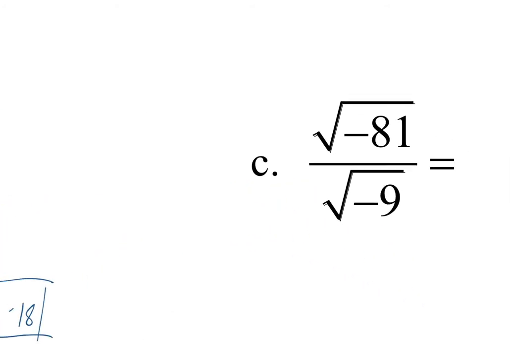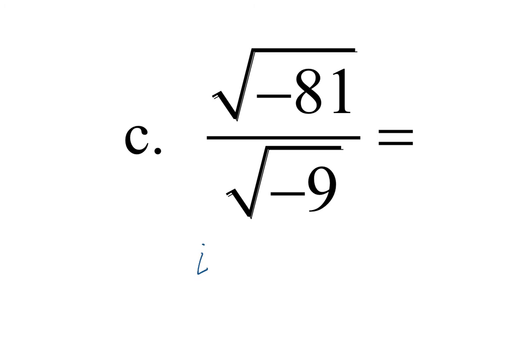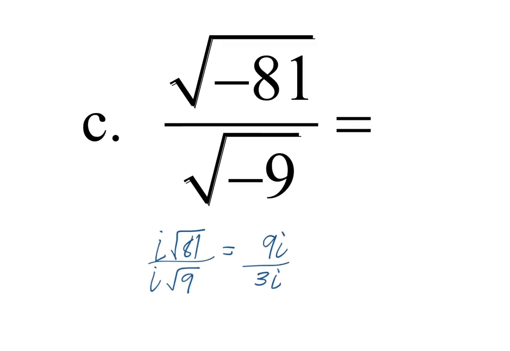Okay, let's do another. This is i square root of 81 over i square root of 9, which is 9i over 3i. Okay, and right here, our i's cancel. And you're left with 9 divided by 3, which is just 3.